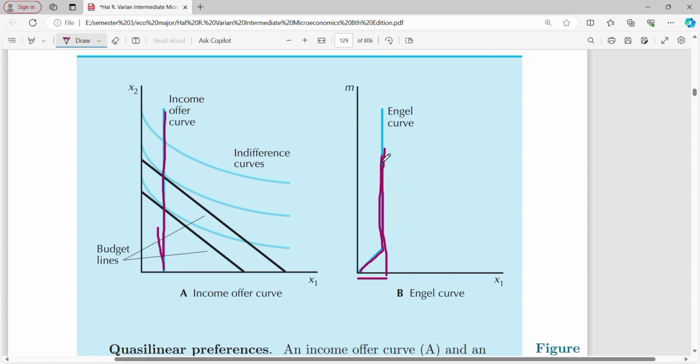That is, for good 1 there is a zero income effect. From this part onwards, for good 1 there is a zero income effect. Increasing income doesn't change the consumption of good 1. All extra income goes entirely to the consumption of good 2. So there is zero income effect for good 1.